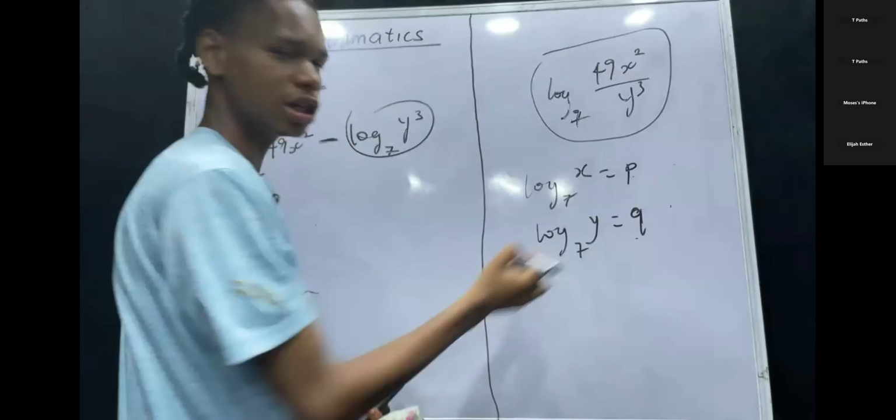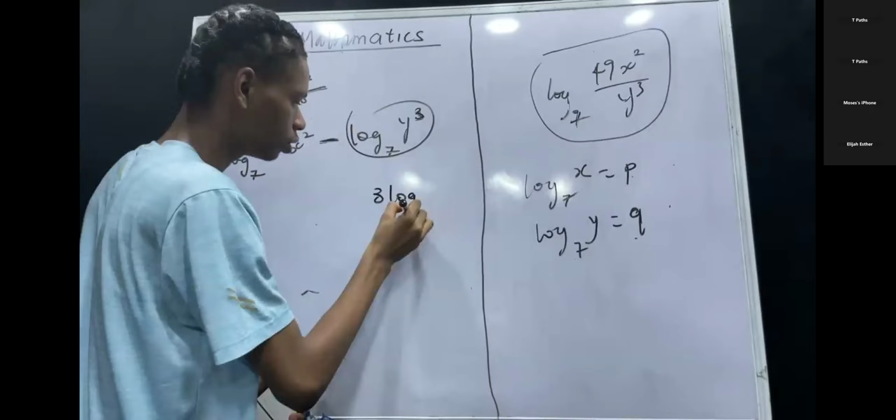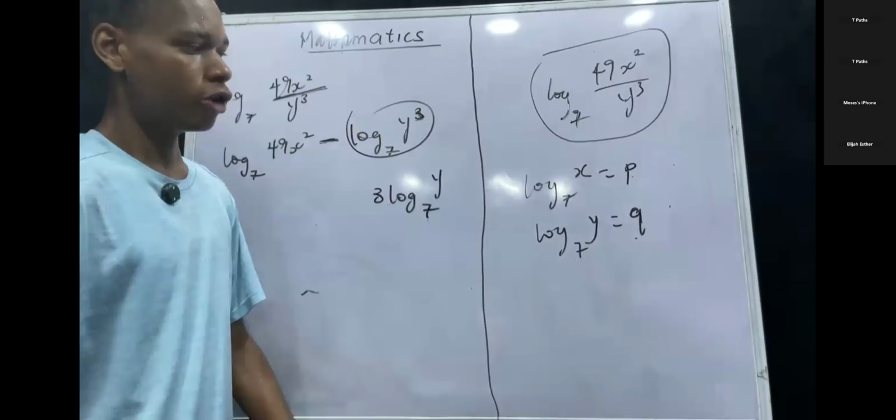Remember, log y to base 7 is what? q. So I can substitute q for log y to base 7, all right? So this will become 3 times q. Instead of log y to base 7, I have 3 times q. So this will be 3q. I have solved for log y cubed to base 7.